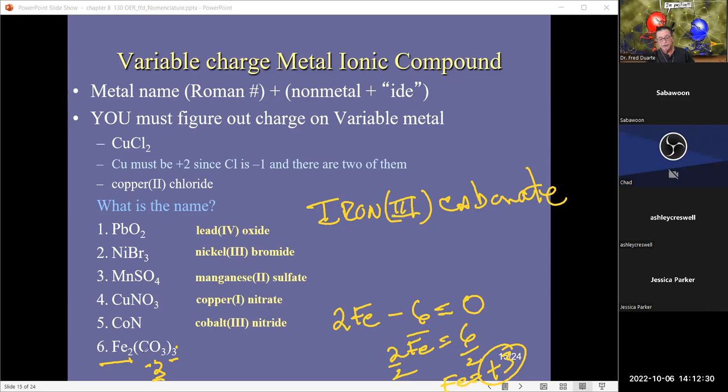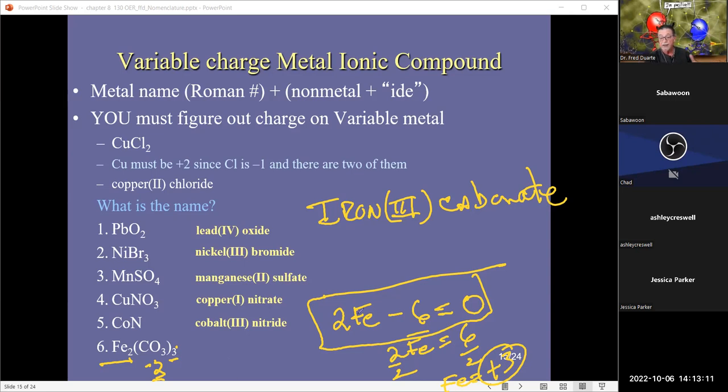Okay, let me rehash that one more time. Okay, we have iron carbonate. Okay, we can write the parent name down. The question now is which iron we're working with. Well, we're going to work it through and generate our generic algebraic equation, which is this. Each carbonate is equal to -2. I got 3 of them. Okay, so I got total -6. I got 2 irons, so I can rearrange this equation so it tells me that I'm working with iron 3 in this scenario. Okay, so that's the way to work that out.